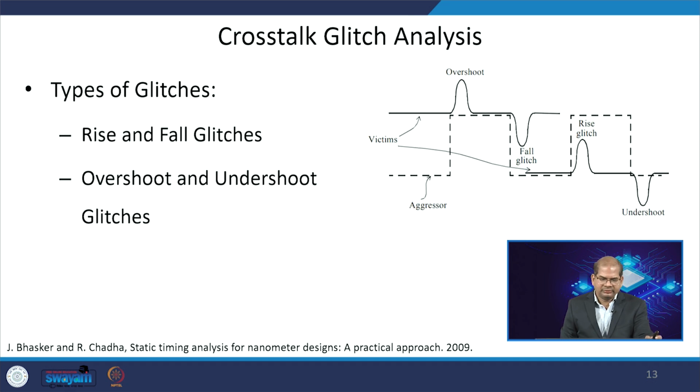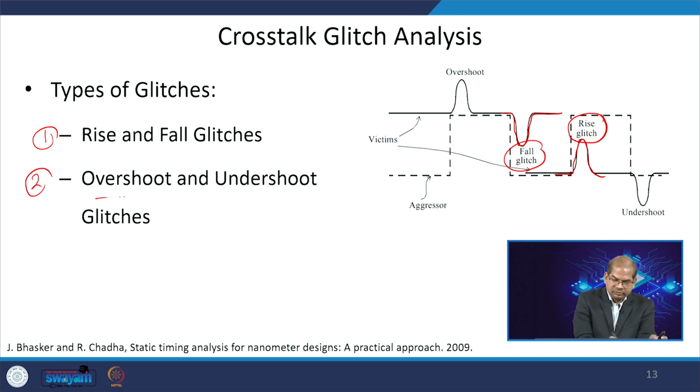So, there are different types of glitches. One is called rise and fall glitch. For example, this is called the rise glitch, because it is going from 0 to 1, and the fall glitch is going from 1 to 0. Then the second category is overshoot. Overshoot is this one, if it is going beyond the VDD value. Then undershoot, whenever it is going down below the ground. So, all these are possible whenever you have crosstalk related glitch.